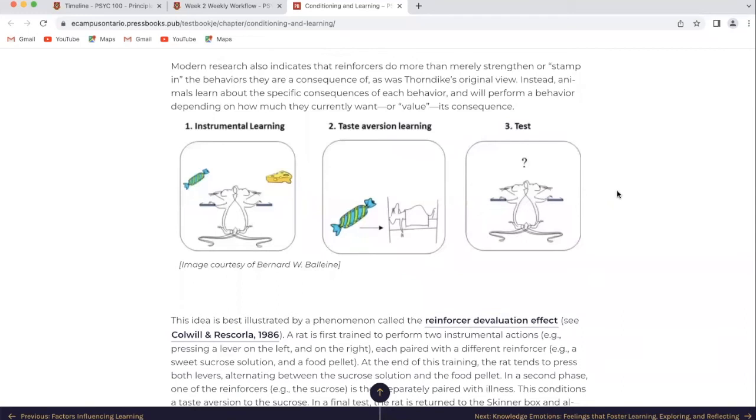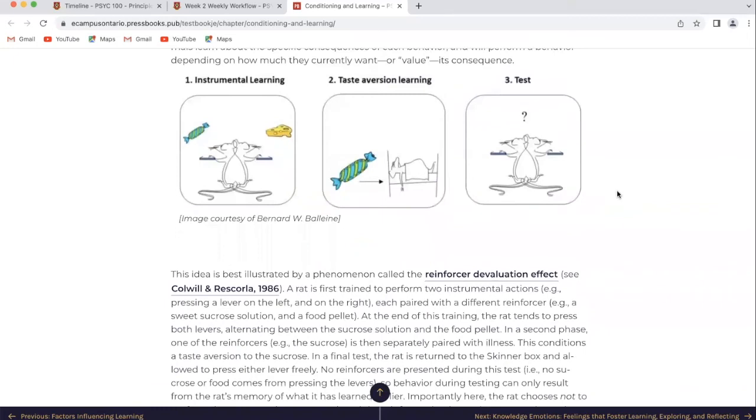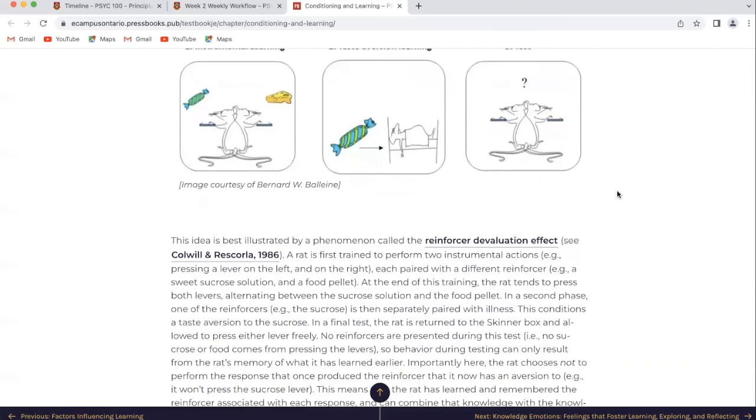A rat is first trained to perform 2 instrumental actions, for example, pressing a lever on the left and on the right, each paired with a different reinforcer, for example, a sweet sucrose solution and a food pellet. At the end of this training, the rat tends to press both levers, alternating between the sucrose solution and the food pellet. In a second phase, one of the reinforcers, for example, the sucrose, is separately paired with illness. This conditions a taste aversion to the sucrose.